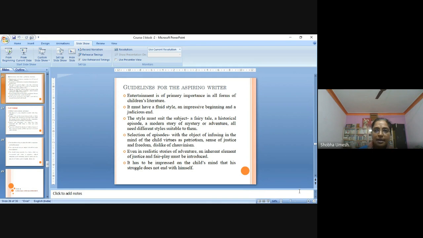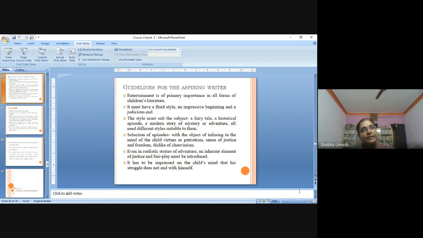So the child can understand, if I am like this, how I am going to prosper in my life, or if I am like this, what is going to happen in my life, how truthful I should be. So in that way, every story's beginning should be very impressive, and also the ending should be happy. The style must suit the subject: a fairy tale, a historical episode, a modern story of mystery or adventure. All need different styles suitable to them.